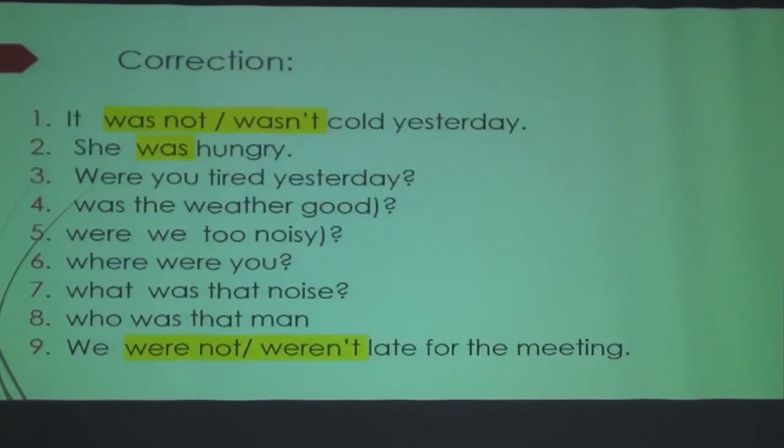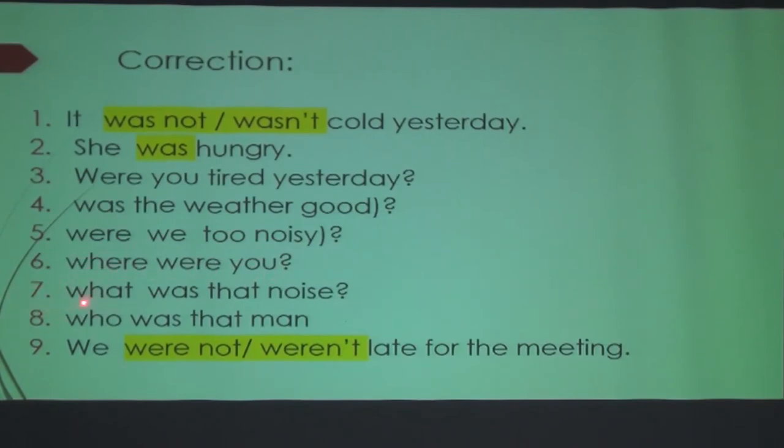Let's see the answers. For the first one, we have it wasn't or was not cold yesterday. Two, she was hungry. Number three, were you tired yesterday? Is this a WH question or a yes/no question? What do you think? We have, were you tired? Yes, you're right. It's a yes/no question. How about this one? Was the weather good? So we have was plus subject plus, here, an adjective. It's a complement, right? Were we too noisy?